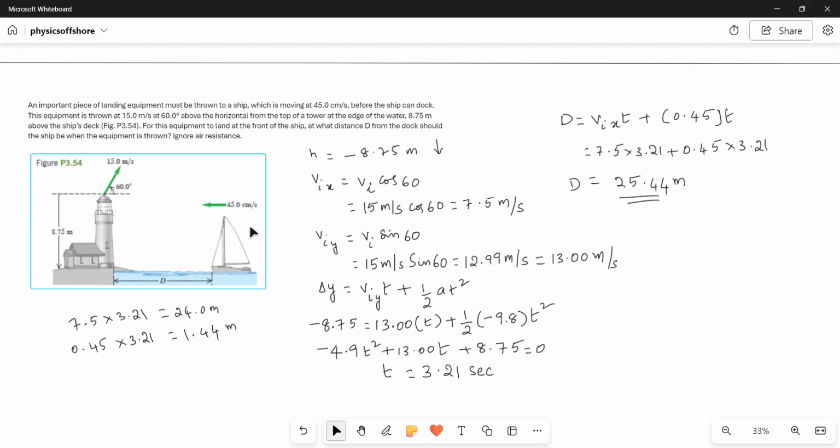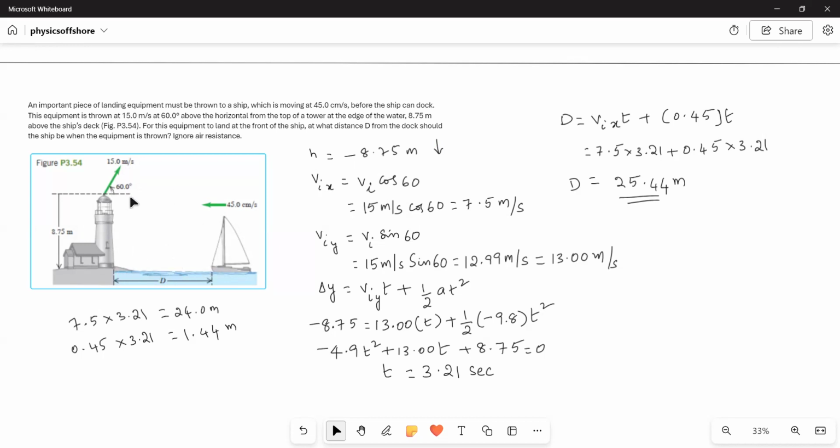Here, the ship is moving with a velocity of 45 centimeters per second. And this is the dock. An important equipment is to be thrown from this point towards the ship. This dock is at a height of 8.75 meters. The equipment is thrown with an initial velocity of 15 meters per second at an angle of 60 degrees with the horizontal. Now we have to calculate how much distance it should be.